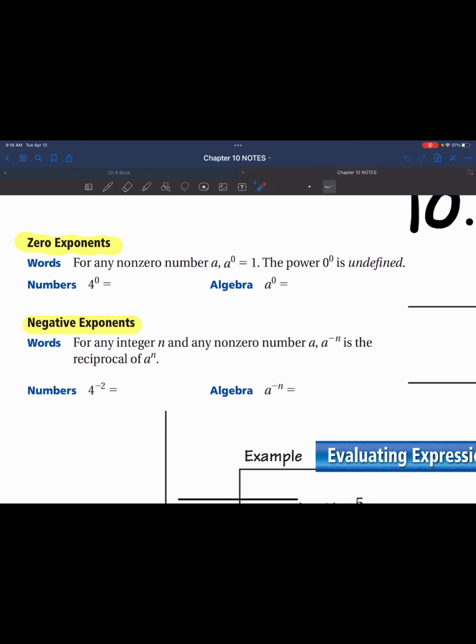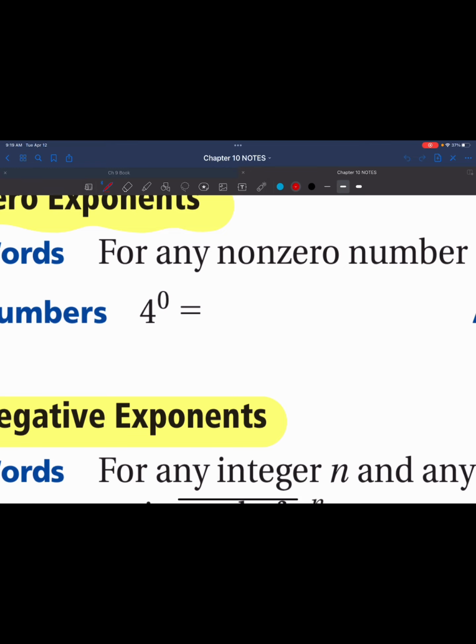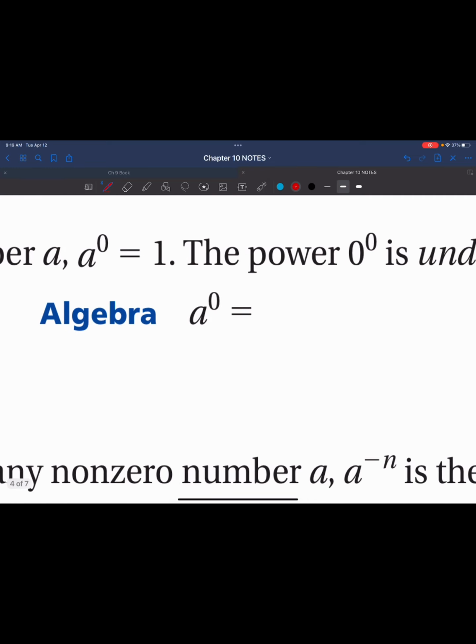Okay, so basically what all that means in words is 4 to the 0, anything to the 0, 6 billion to the 0, it doesn't matter. It'll always equal 1. That's it. Anything to the 0 besides 0 is 1. But over here, let's go ahead and say a to the 0. If a is greater than 0, it'll always equal 1.